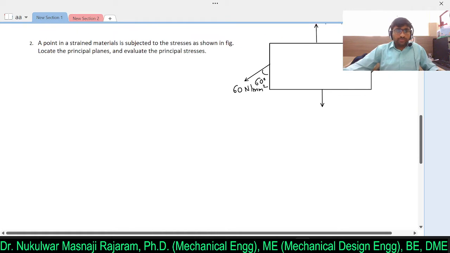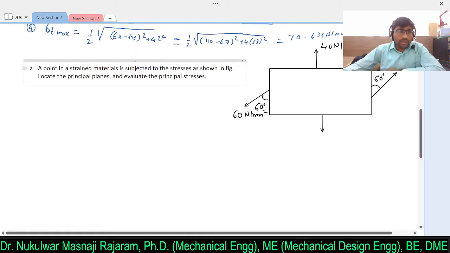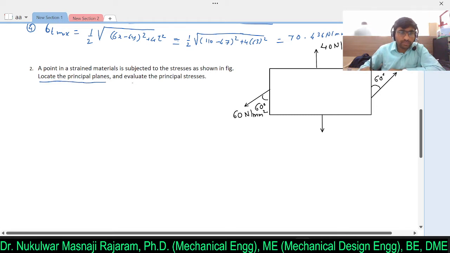Now here if you observe, a point in a strained material is subjected to stresses as shown in the figure. Here they are asking about the location of principal planes and principal stresses. From this figure, you may think that there are two forces acting over here and both are normal. That is wrong. Normal means it must be perpendicular. It is not perpendicular, it is at 60 degrees.